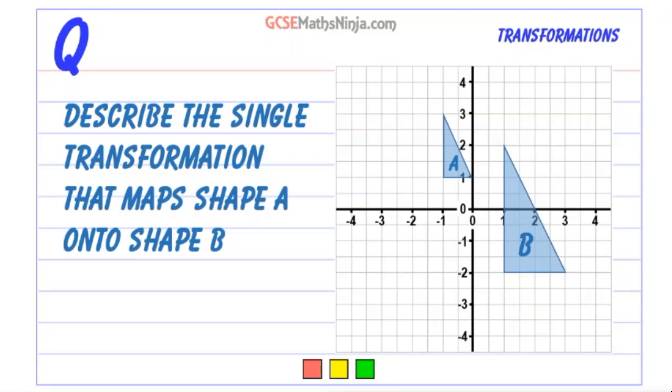Describe the single transformation that maps shape A onto shape B. Now for this transformation, we need to give 3 pieces of information. The first piece of information is describing how this smaller shape is being transformed into this larger shape. And so what we have here is an enlargement. So that's the first piece of information.